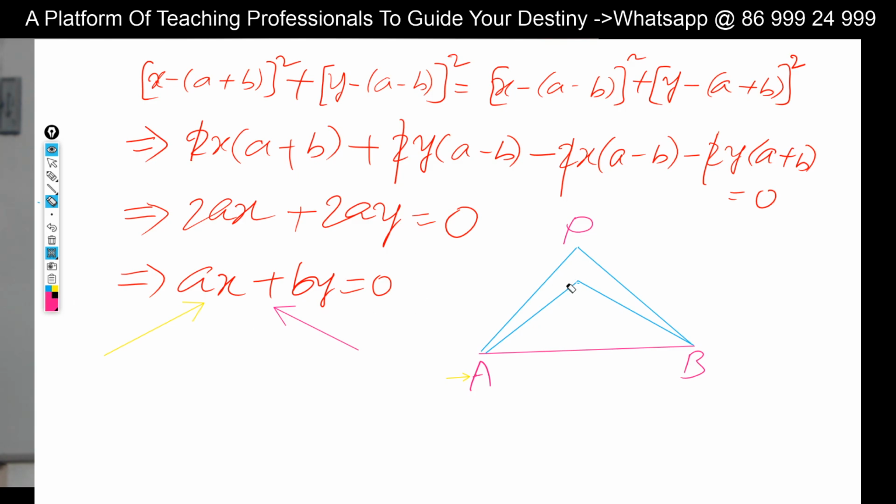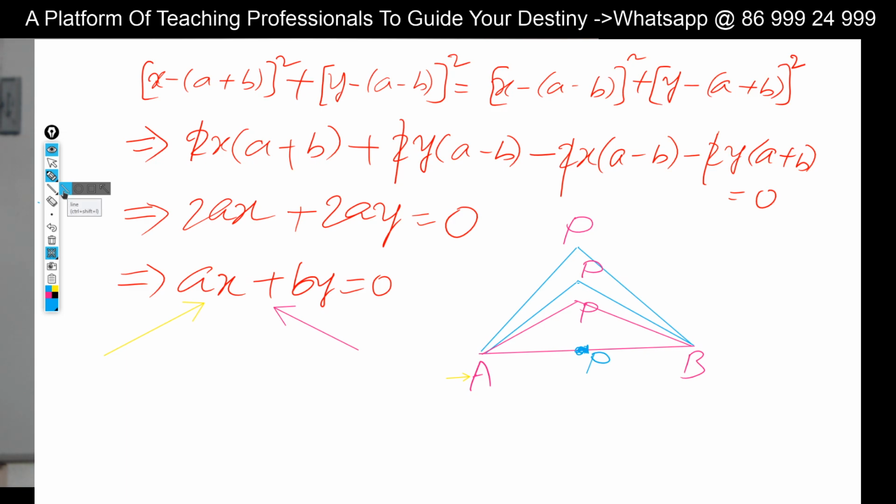This is also P. You will find one more P here, which is at the same distance. Same distance. You will find a P here also. Why? Because it's a midpoint. Our midpoint is also equidistant.